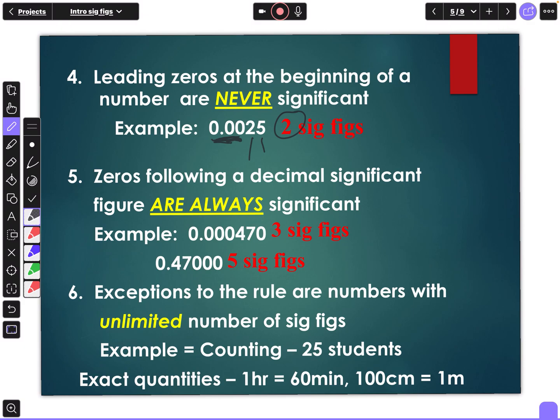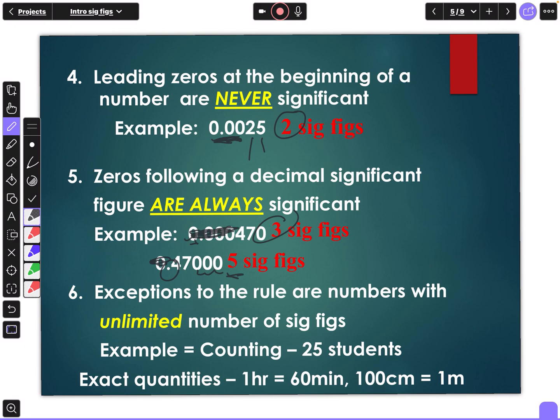Zeros following a decimal significant figure are always significant. Example, if we look at this first one, these zeros here will not count because they are leading zeros. Even though there's a decimal there, leading zeros never count. However, this last 0 would count just because there is a decimal in there. So that would be 3 significant figures. And then our last example, number 5 here, this first 0 would not count because it's a leading 0, but these last 3 would count because there's a decimal there. So that would be 5 significant figures.